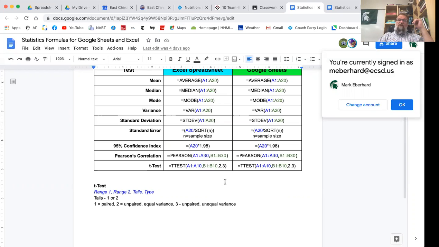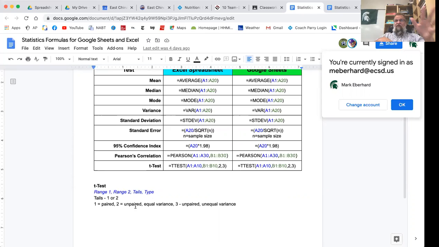The other number that you have to give is you have to tell it whether it's paired or unpaired. Paired means the data was collected from the same organisms. So in our case, the texting data was collected from the people in the class, and the non-texting data was collected from the exact same people in the class. So both data sets came from the same individuals. So that would be a paired t-test.